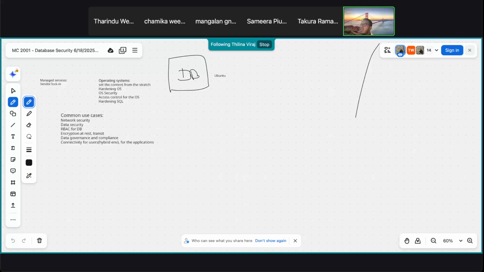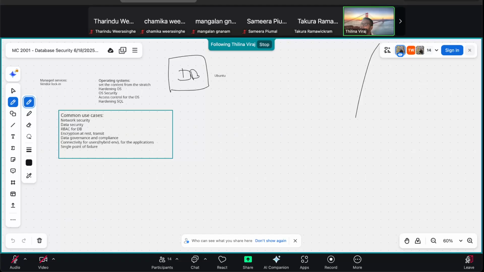Any suggestions from your experience? Okay, there's a point that has mentioned single point of failure. Yeah, single point of failure can happen, but that's a common issue because it can be on-prem, it can happen on cloud. It can happen on the virtual machine. It can happen on cloud managed services as well. So either way, that's possible.